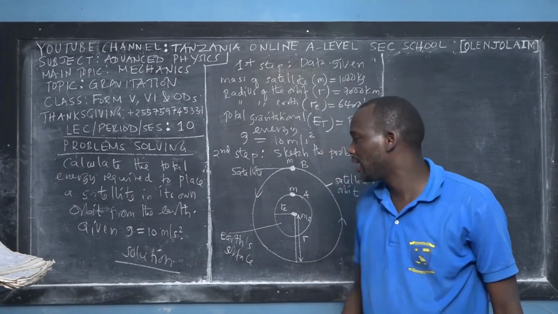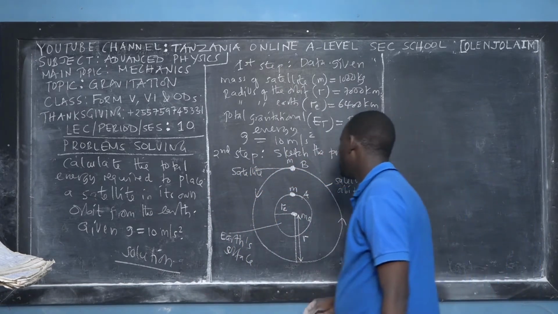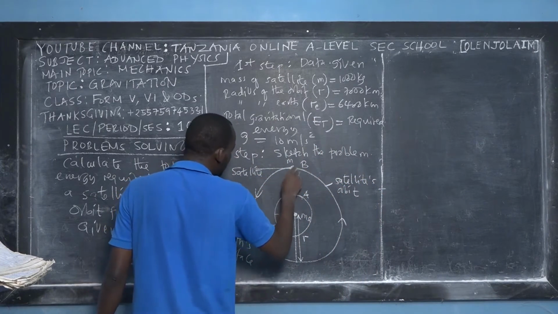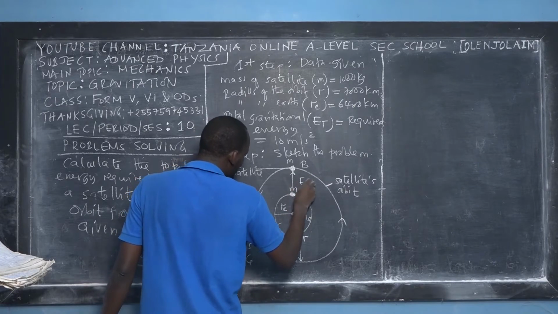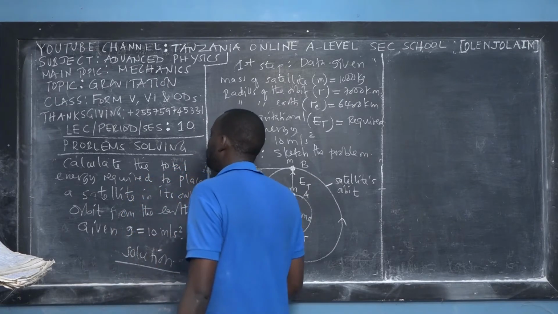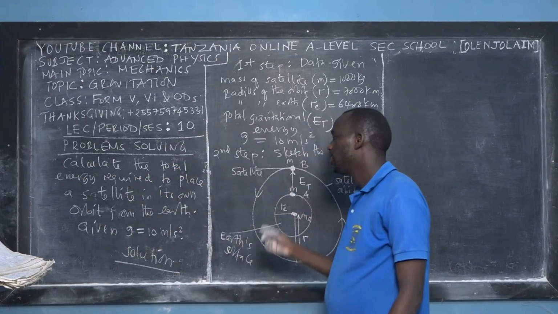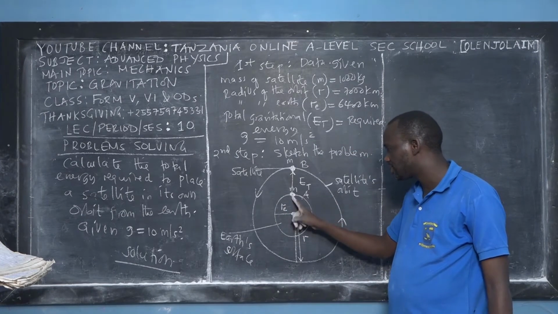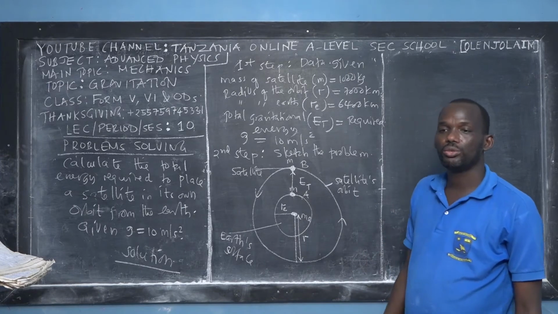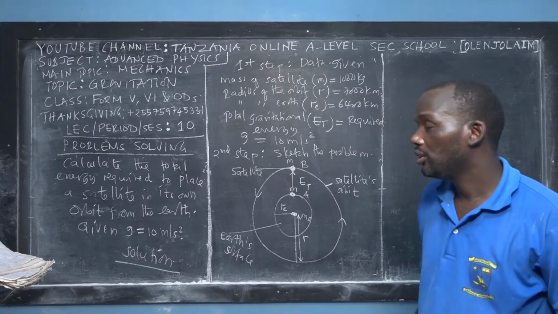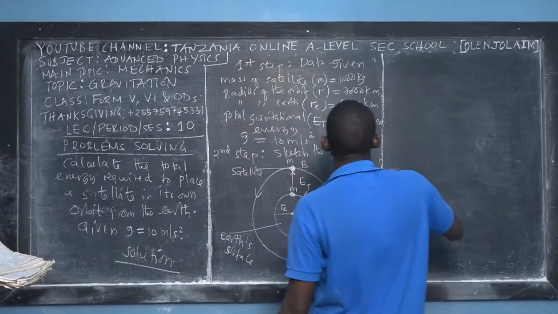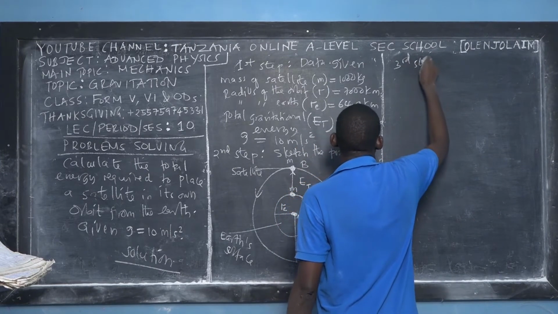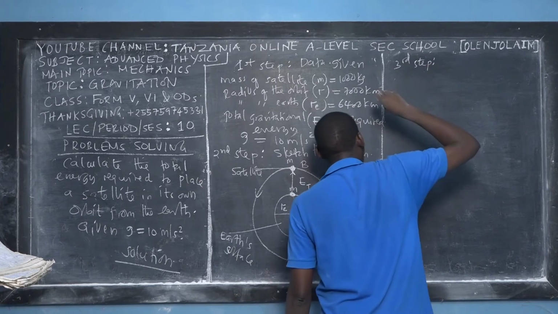So listen carefully. So you have how many points? You have 2 points. So it means that the question asks you to calculate the total energy required to place a satellite in its own orbit. So total energy to move the satellite from the Earth's surface to its own orbit. So there we have to go to steady state. Right? Steady state.